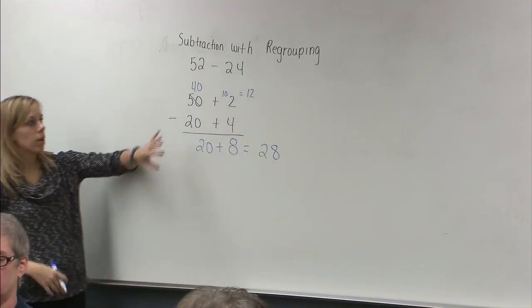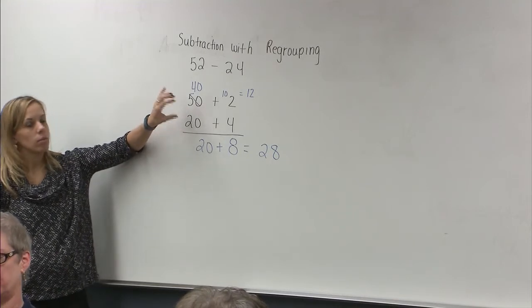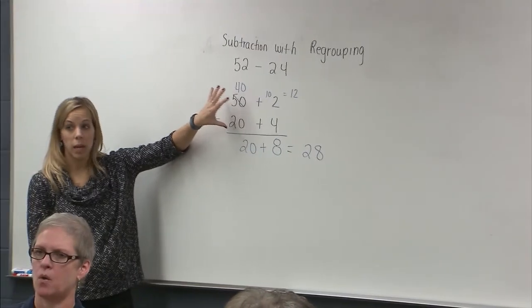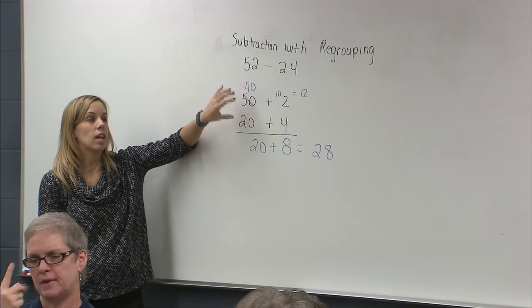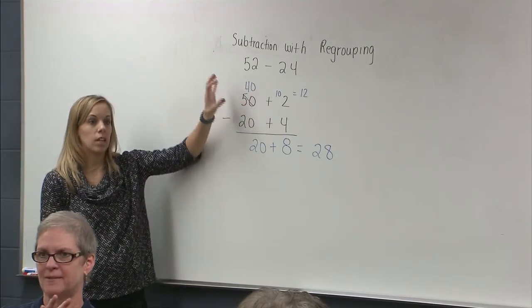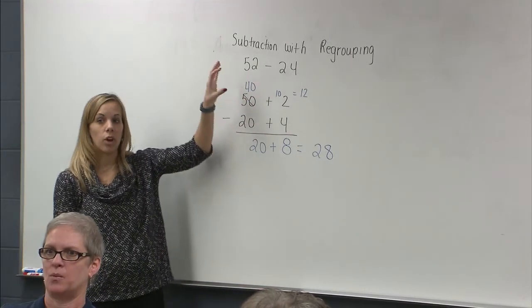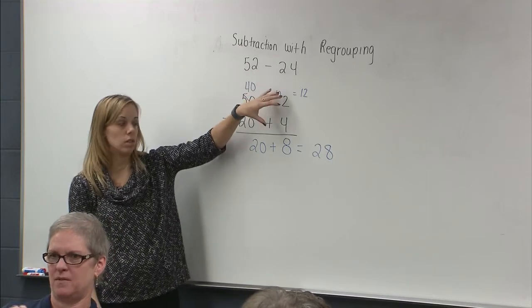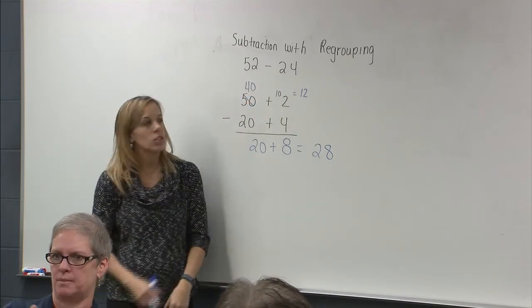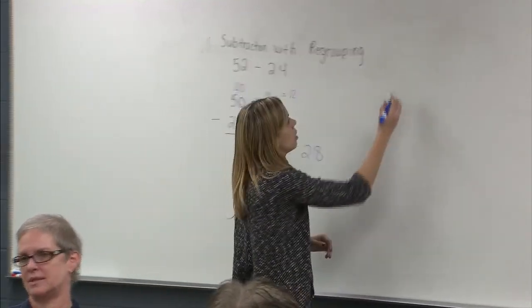So the idea, again, behind this one is we're making that borrowing more transparent for them. They're seeing that it's actually 50 and that we're taking 10 from the 50s and moving it over to the ones place. And so you can do the same thing.